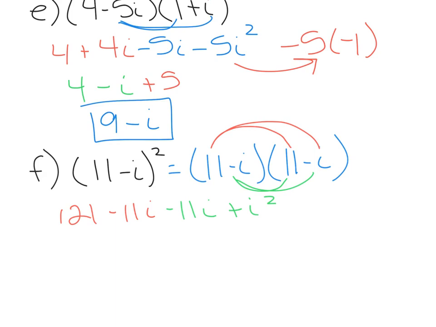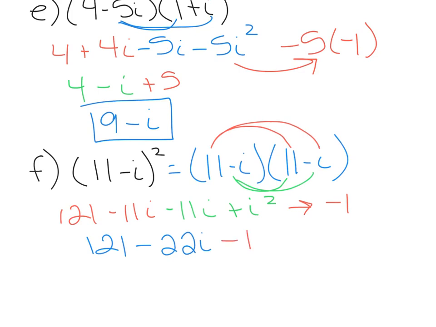And then we're going to simplify. So these are like terms again, and they don't cancel each other because they have the same sign. So we have 121 here. Then we have negative 22i. Negative 11 plus negative 11 makes negative 22i. Then we have this i squared over here, which is a positive i squared, and i squared equals negative 1. So this turns into a negative 1.